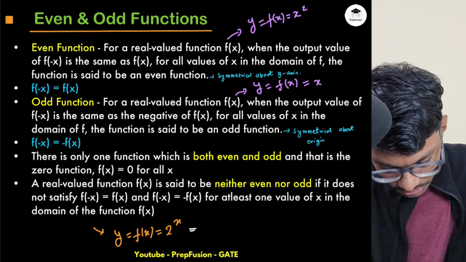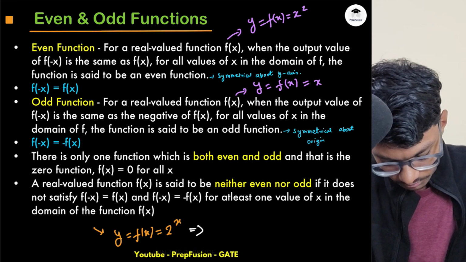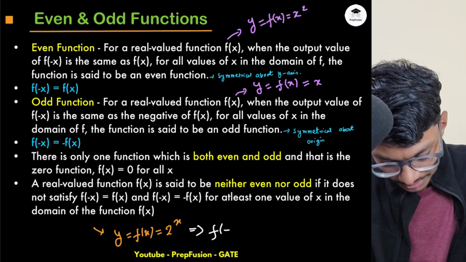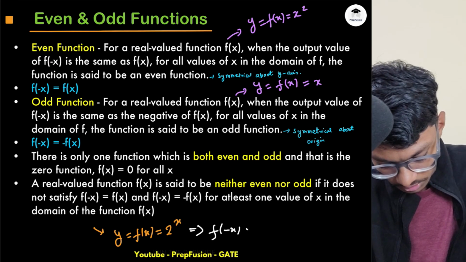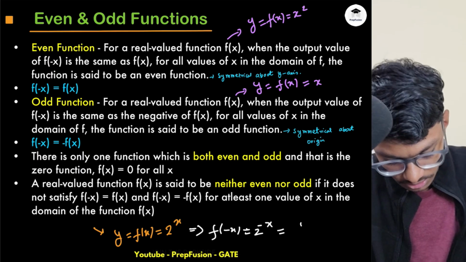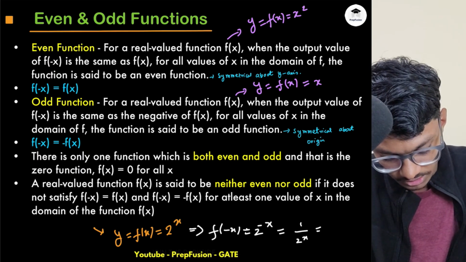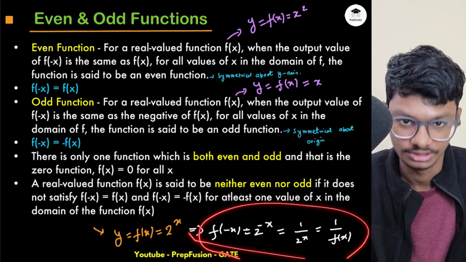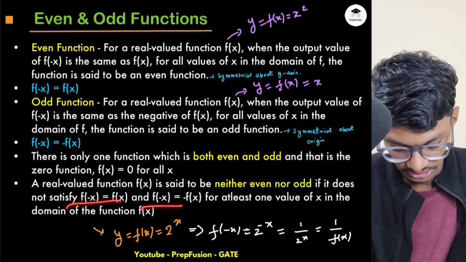So if I replace this with f of minus x, what will this become? This will become 2 raised to power minus x. So this will be 1 by 2 raised to power x. So if this is 1 by 2 raised to power x, this will be simply 1 by f of x, right? So this relationship is something different than these. These two equations are not satisfied.